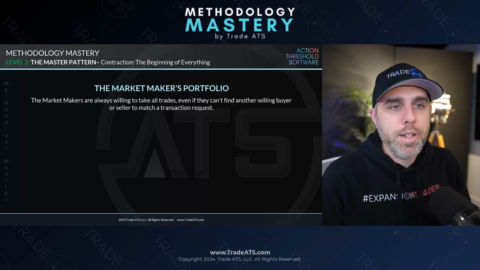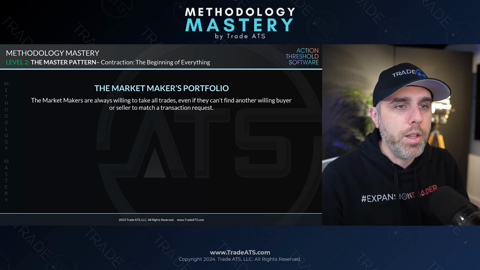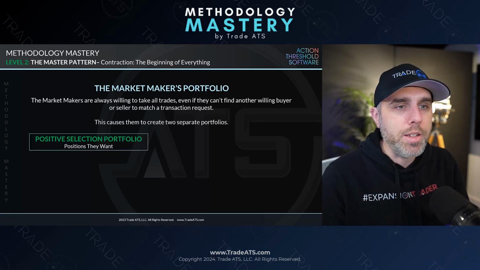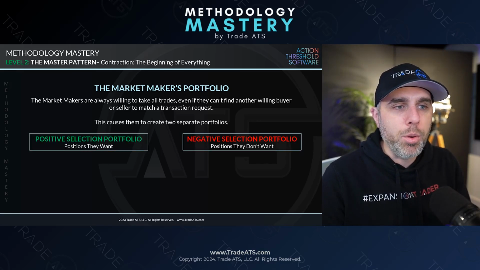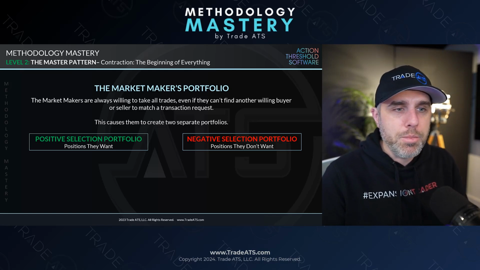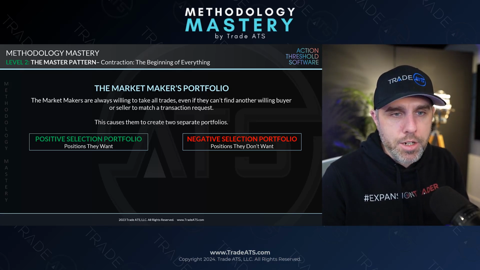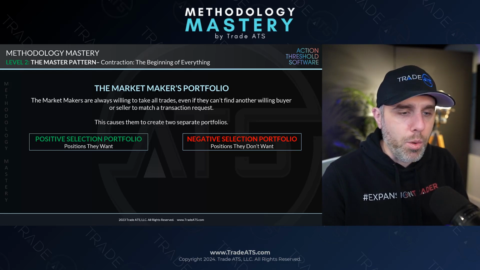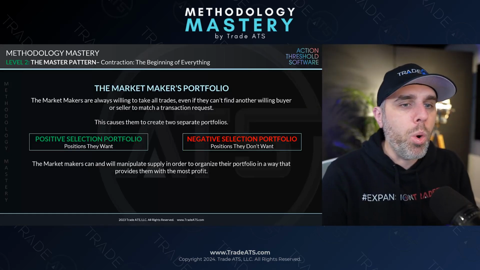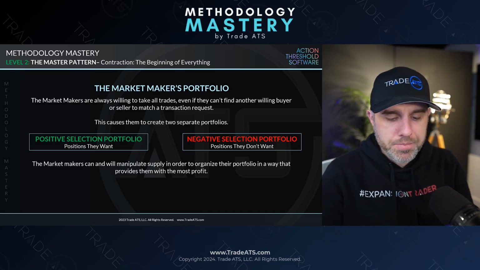So the market makers are always willing to take all trades, even if they can't find another willing buyer or seller to match a transaction request. This causes them to create 2 separate portfolios. We call these the positive selection portfolio, which is positions that they want to have. These are positions that they think they're actually going to make money on. And then they have their negative selection portfolio, which is positions that they do not want to have. This is the nature of doing their business. So the market makers can and will manipulate supply in order to organize their portfolio in a way that provides them with the most profit.